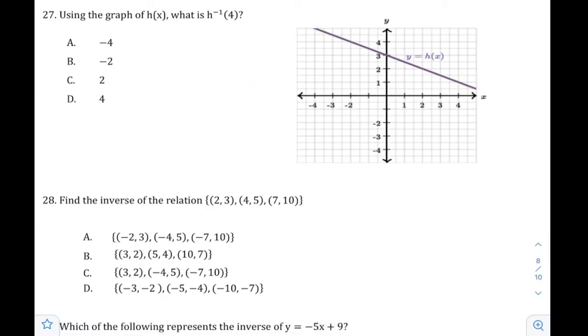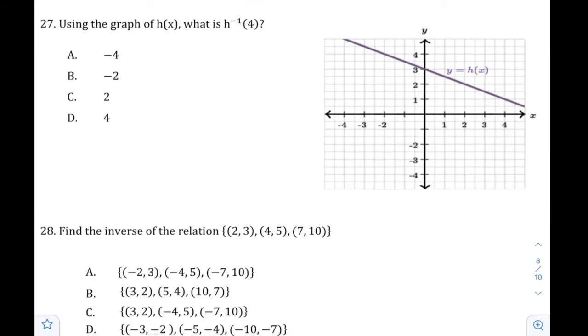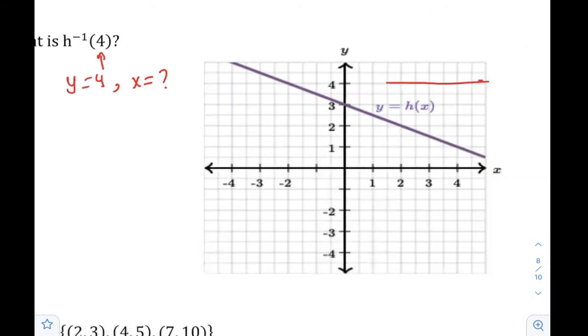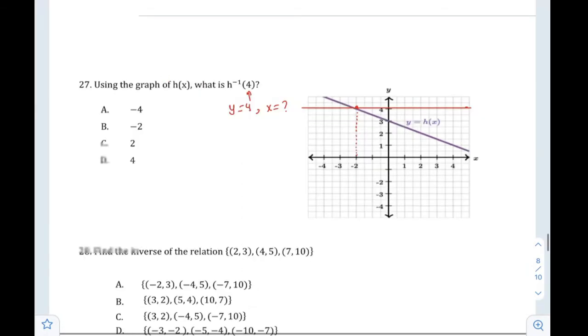Using the graph of h of x, what is h inverse of 4? Exactly the same. You will see what is the value of x that has y equal to 4. When y is 4, x is how much? So this is y equals 4. This line y equals 4 is intersecting with this line here. It intersects here, meaning you are looking at the x that corresponds to that value. The x for this 4 is -2 definitely.